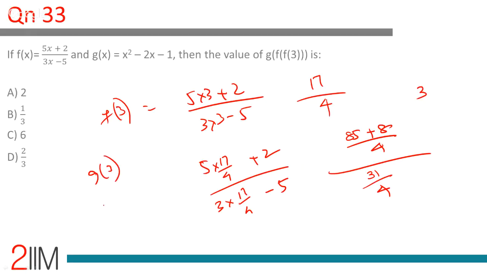We want to find g of 3. 9 minus 6 minus 1, why not 2? So it did simplify well, so I'm not complaining.